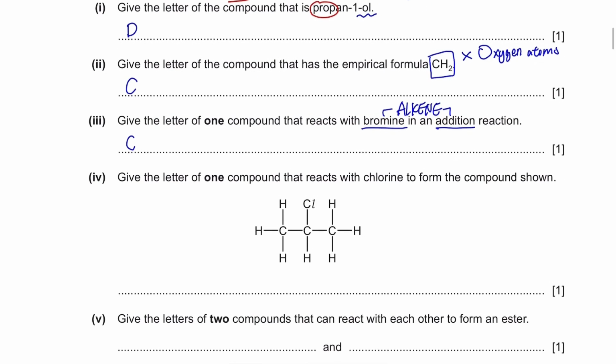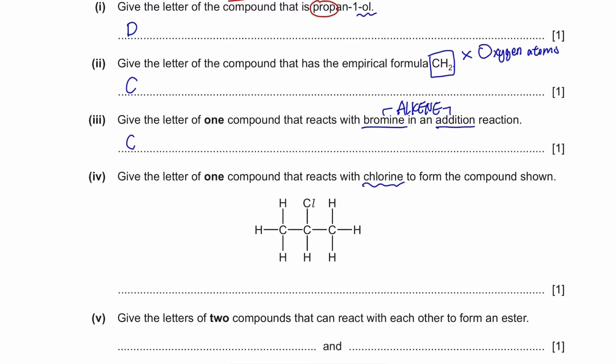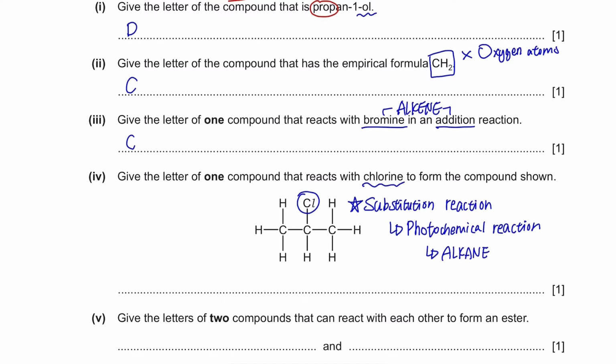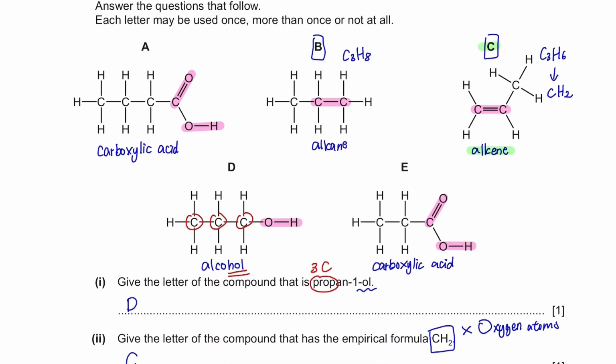Give the letter of one compound that reacts with chlorine to form the compound shown. There's a chlorine atom here substituted onto this, so it's something that can have a substitution reaction with chlorine in the presence of light, which is actually the photochemical reaction. The answer is an alkane, B.